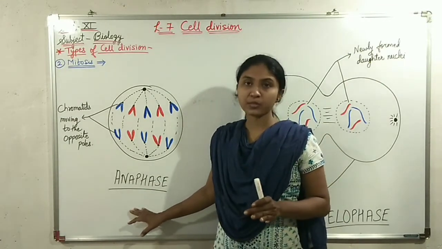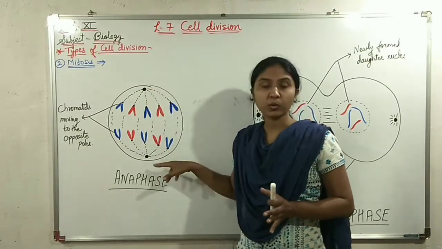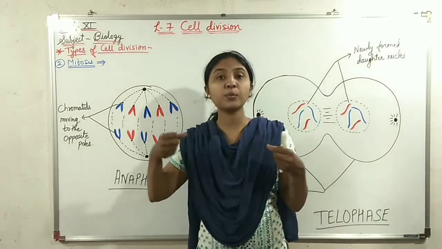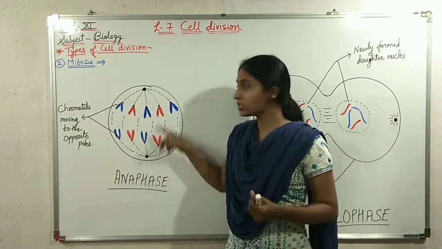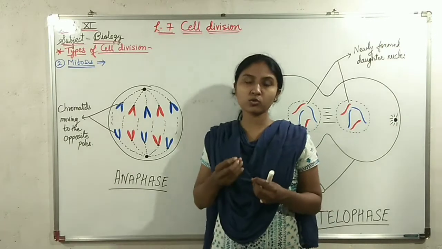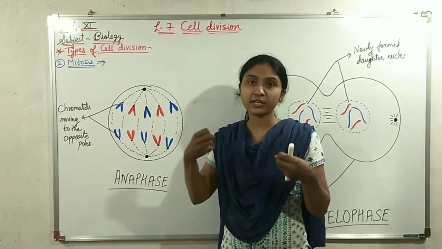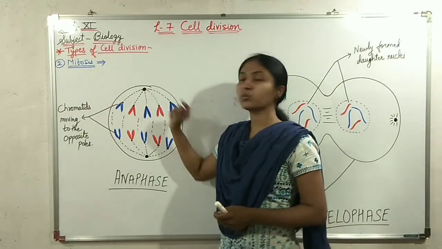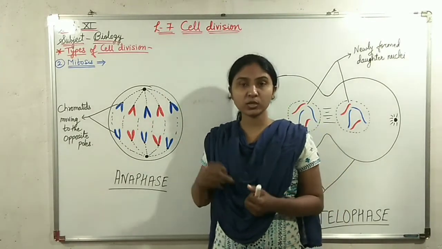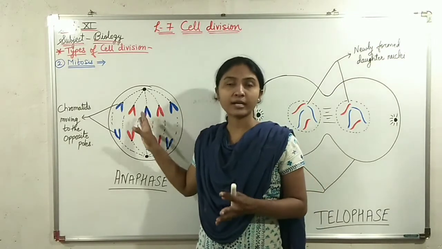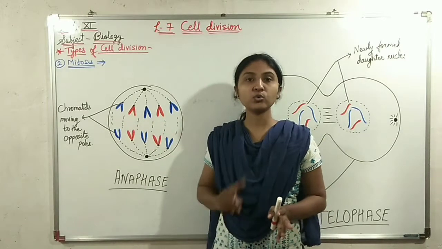In anaphase, what happens? The spindle fibers which come out of the centrioles from the opposite poles start pulling the chromosomes, and as they pull the chromosomes towards the opposite poles, the centromeres to which the sister chromatids are attached get divided into two and get pulled towards the opposite poles. As these centromeres get pulled, the chromatids get separated from each other, and each centromere has two chromosomes.